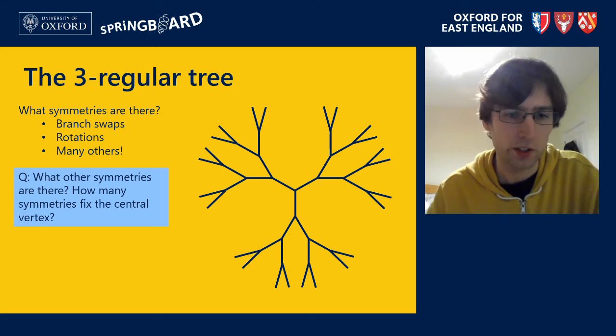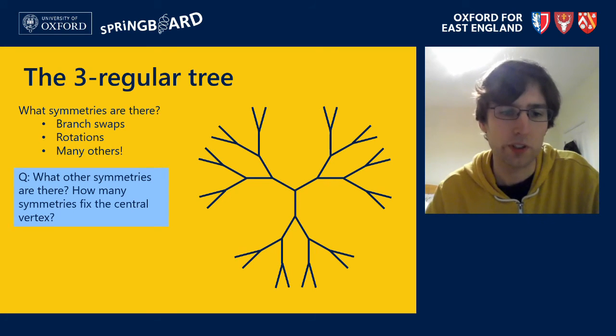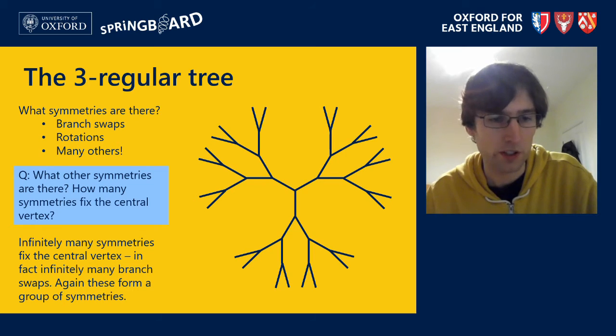And to touch on the second part of the question, how many symmetries fix the central vertex? Well, there are infinitely many, and to see this, we can consider an infinite family of branch swaps. So we can do this by considering a finite path that goes out from the central vertex, such as the path highlighted here in red, and we can perform a branch swap at the end of this path. So something like that, that swaps those two edges, and of course swaps all of the other branches that come off of those two edges.